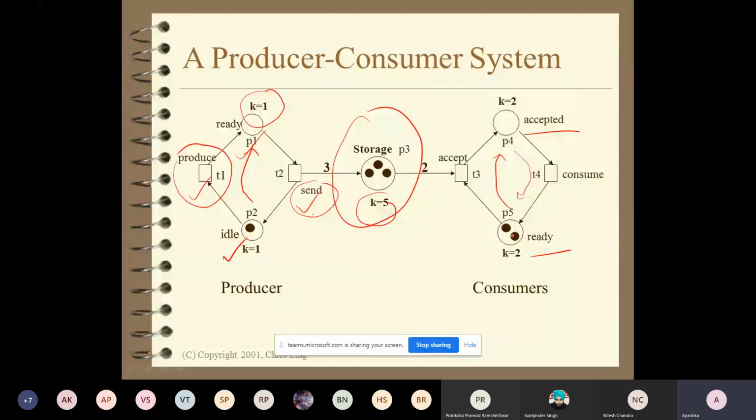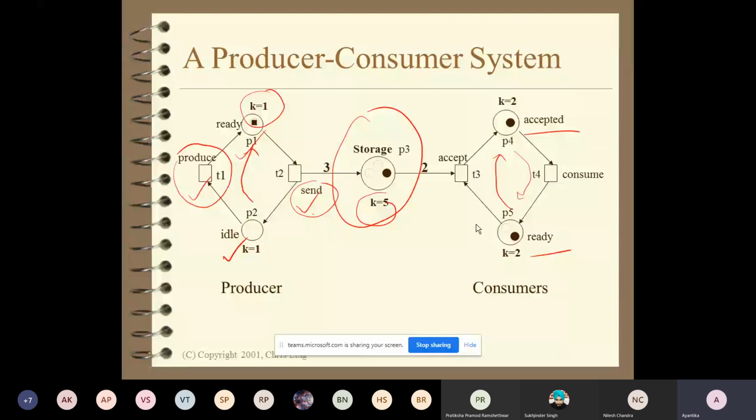So the producer is moving from idle state to ready state. Then with the same event it's sending this token to storage. Then the consumer is accepted by this accept event, and from ready it is going to accepted state and consuming, and this is going. So this is one example.